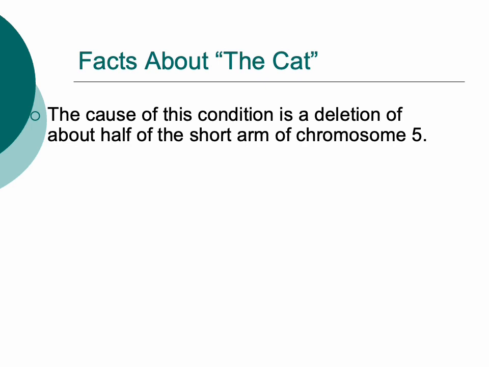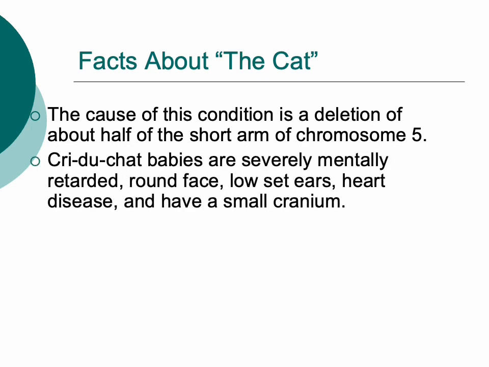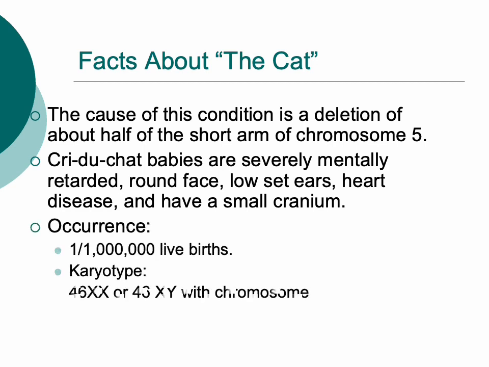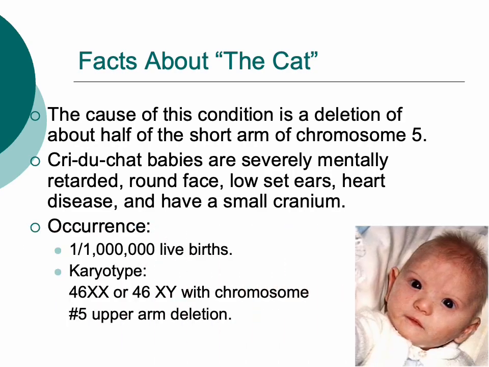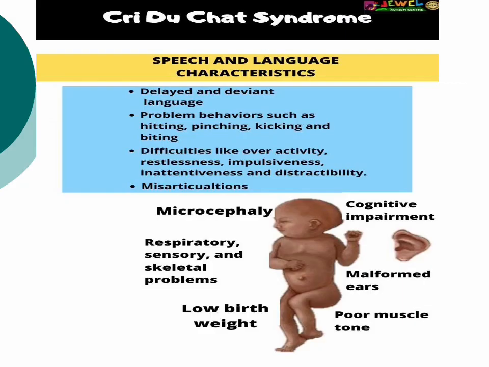Now again, this is caused by deletion of the short arm of chromosome number 5. They are severely mentally retarded. They have a round face, low set ears, presence of heart disease, and a small cranium. They would have speech and language characteristics: delayed speech and language development, problem behaviors such as hitting, pinching, kicking, and biting. They would have difficulties like overactivity, restlessness, impulsiveness, inattentiveness, distractibility, and misarticulation.